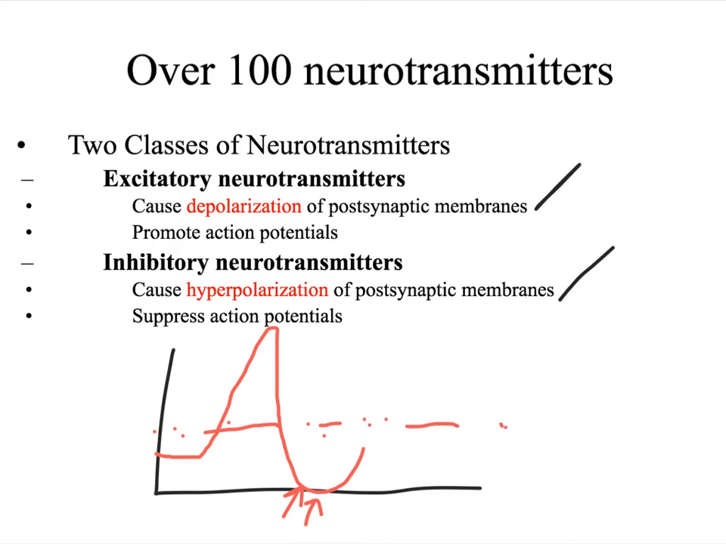So understand that excitatory neurotransmitters will cause neuron number 2, the postsynaptic neuron, to depolarize. You're going to cause an action potential. But an inhibitory neurotransmitter is going to hyperpolarize the membrane of the postsynaptic cell, and that's going to inhibit further action.